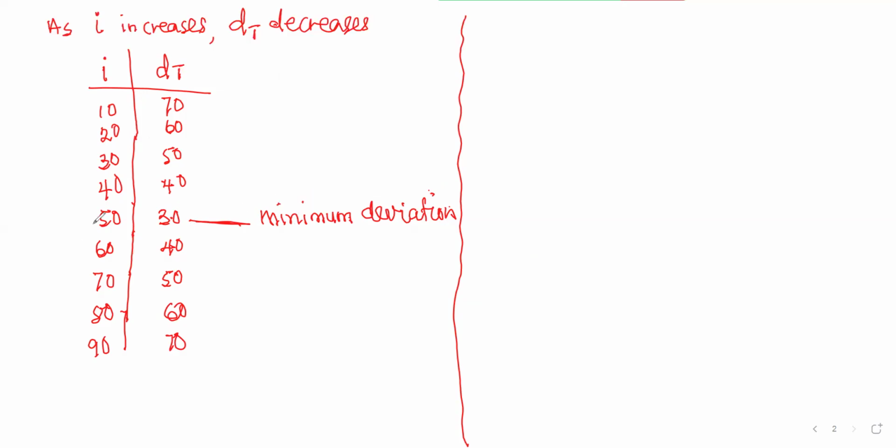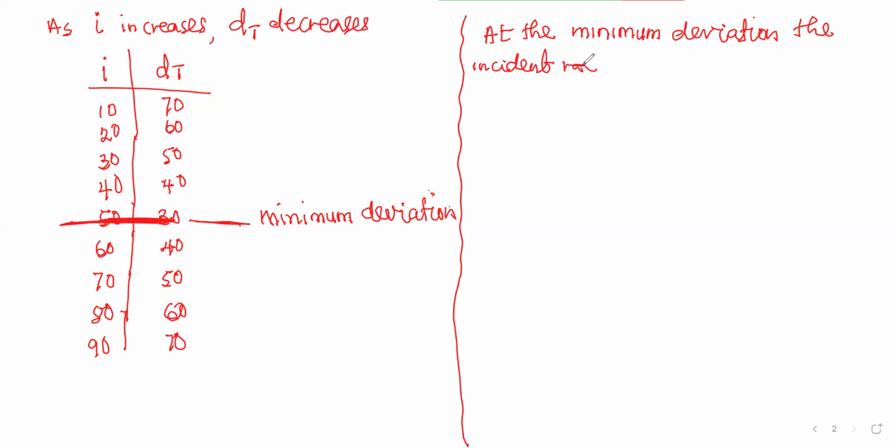Okay, and when we get to that angle of incidence, which gives us the minimum deviation within the prism, what happens is that the incident ray at the minimum deviation passes through the prism symmetrically.